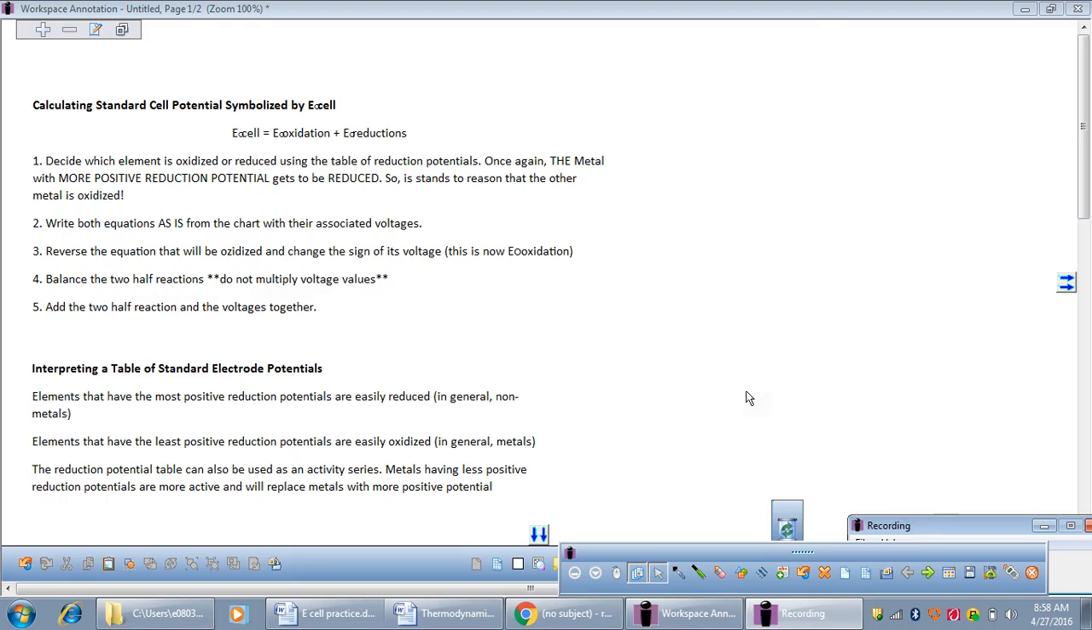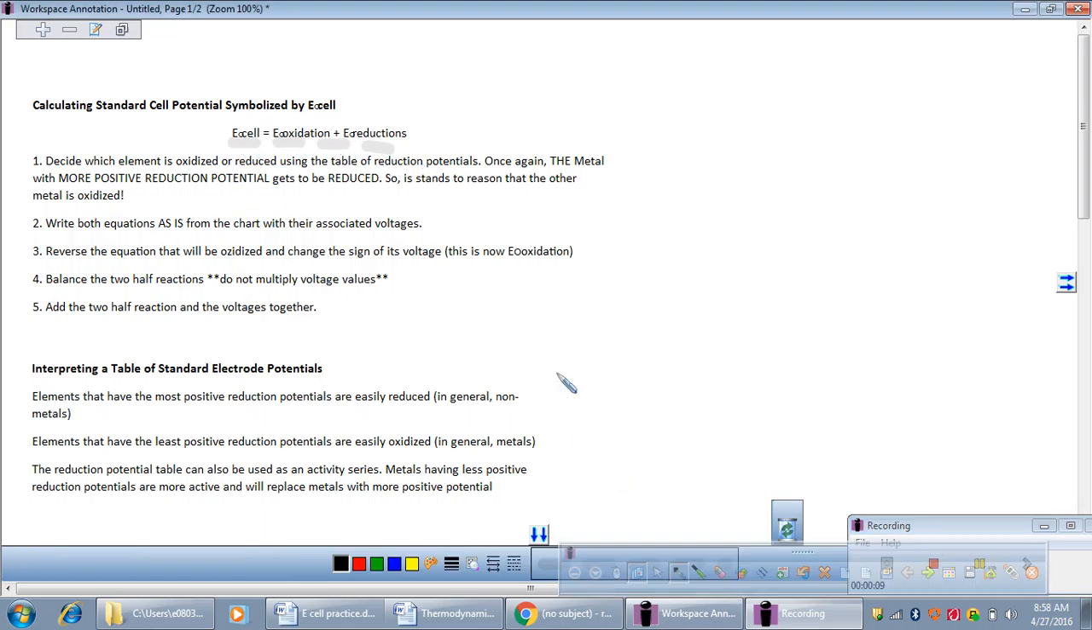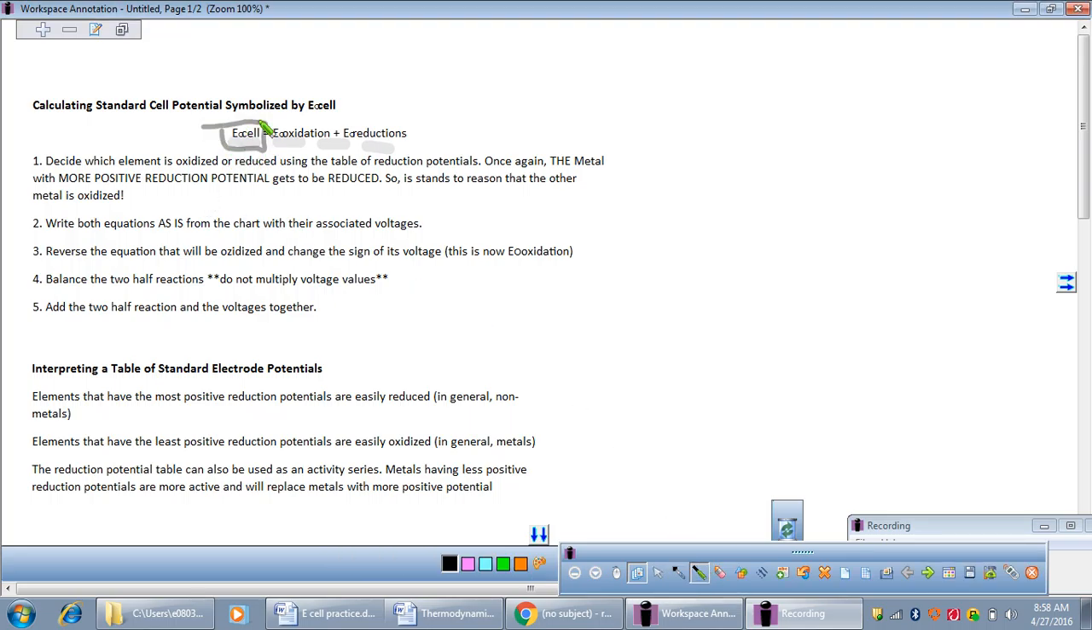Okay, so today we're going to learn how to calculate cell potential of a galvanic cell. First you need to know the equation. The cell potential, or the E cell, is equal to the cell potential of the oxidation half reaction plus the cell potential of the reduction half reaction.